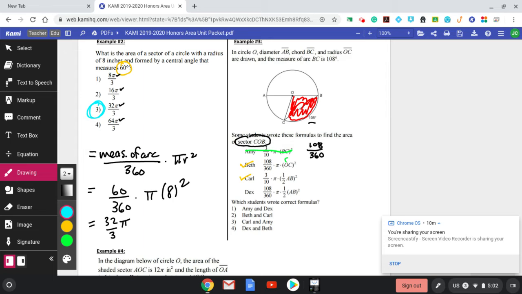We're checking Dex. So Dex says, all right, 108 over 360, that's fine, times pi. But now take a look. What's he end up squaring? He's squaring AB. I don't want the diameter. I know there's a half outside, but you're squaring the diameter first. No. We should be squaring the radius first. All right, so Dex, sorry, not honors level. It's going to be Beth and Carl as our winners here.